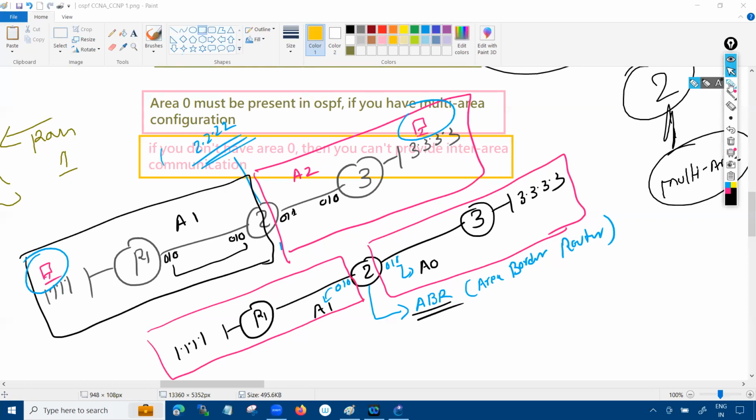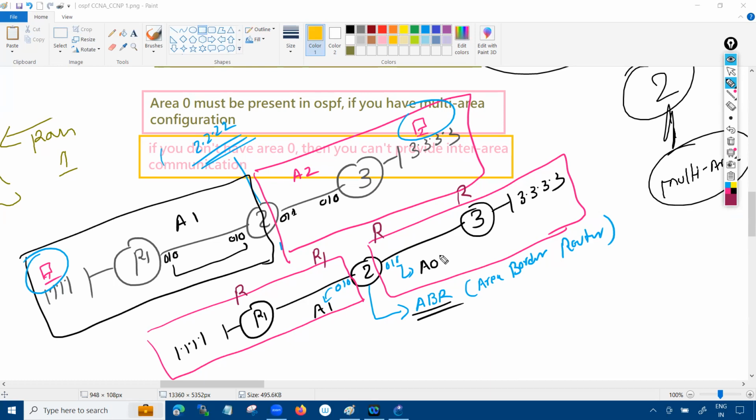Understand the concept now. How many routers do we have? 3 routers. So router 1 will generate its own router LSA. Router 2 will generate one router LSA for area number 1, and router 2 will generate another router LSA for area number 0. So in this picture, in total you have 4 router LSAs. How? One router LSA, 2 router LSAs, 3 router LSAs, 4 router LSAs. So in total you will have 4 router LSAs in this picture.